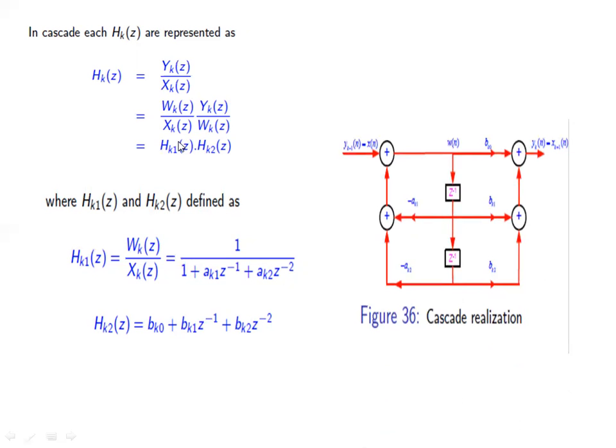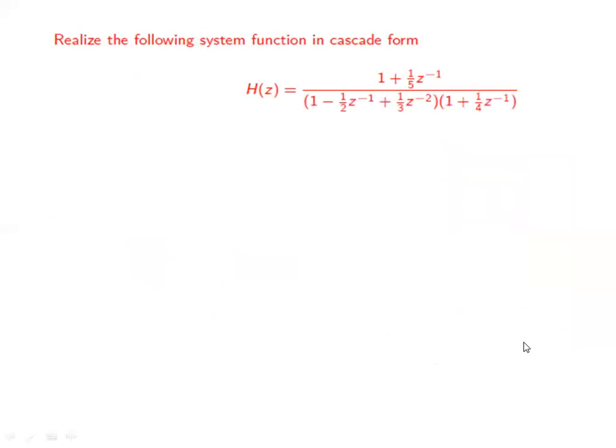So normally for implementing this cascade form structure, we are using the structure of direct form 2 implementation. So this is a cascade realization structure, which has this part as system 1 and this part as system 2. For implementing this cascade realization, we are taking the help of the direct form 2 structure, because it has fewer delay elements. Okay. So now let us solve this example.